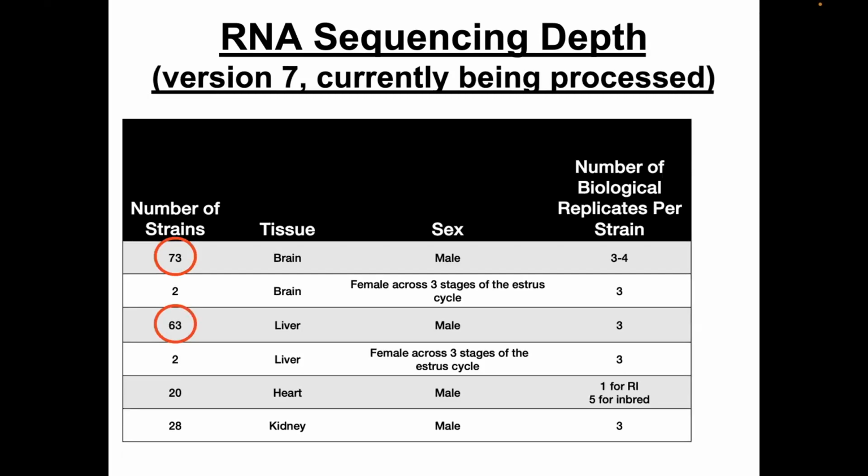We version control everything. We're on version 6 right now, and we're in the process of processing all this data for what we're calling version 7. At version 7, we'll be up to 73 of the 96 strains, again keeping our biological replicates high. We did run out of funding, so our grant expired. So we prioritized the brain over the liver at this point until we get some more money to finish that out.